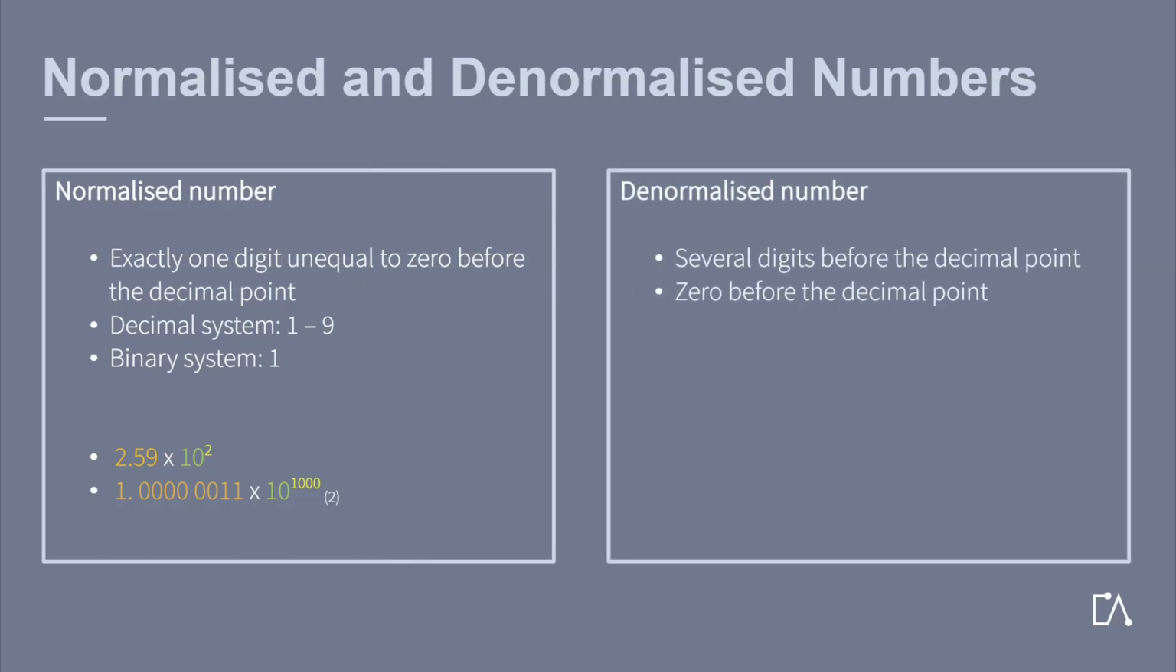Denormalized numbers can either have several digits before the decimal point or a 0. For both cases, you can see two examples here, using the number 259.